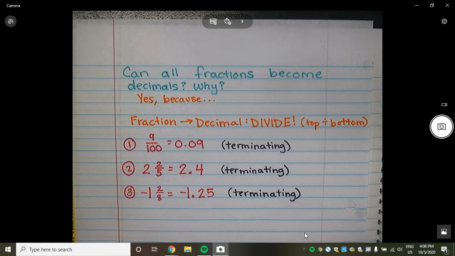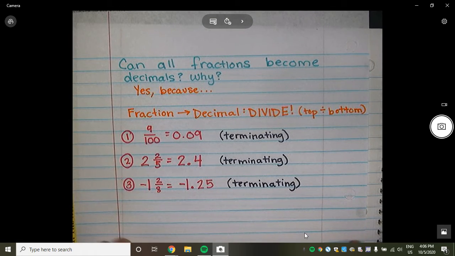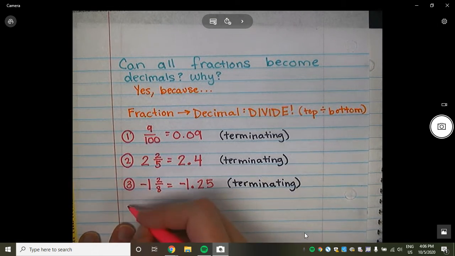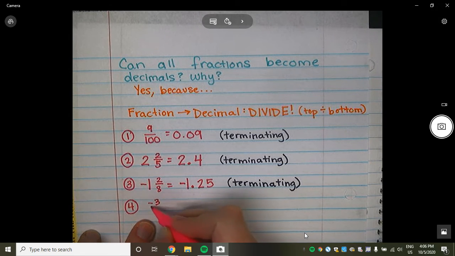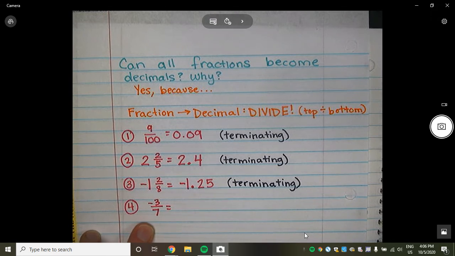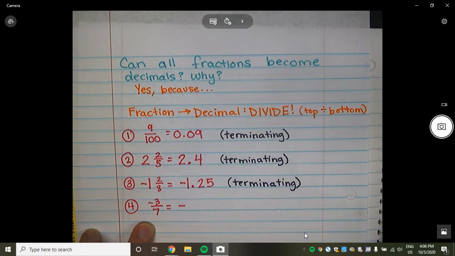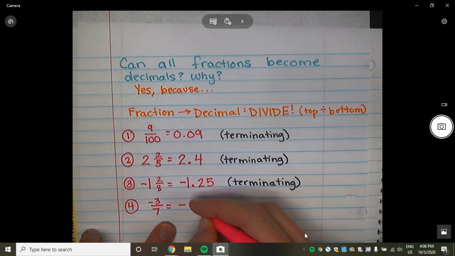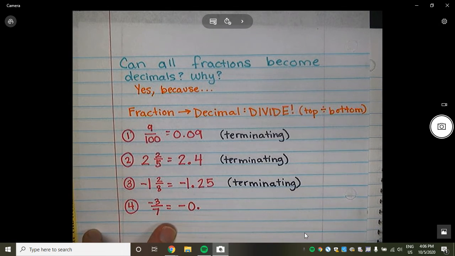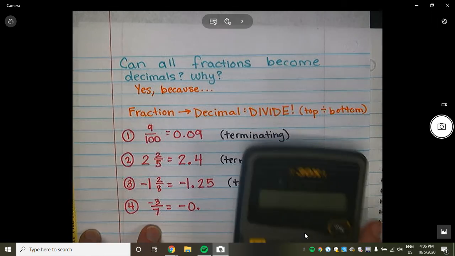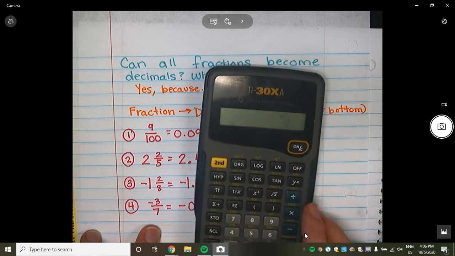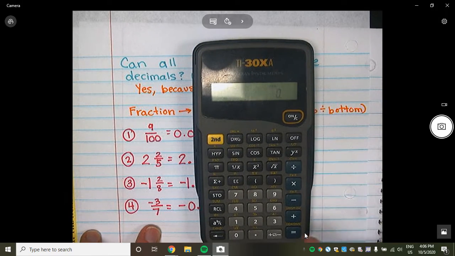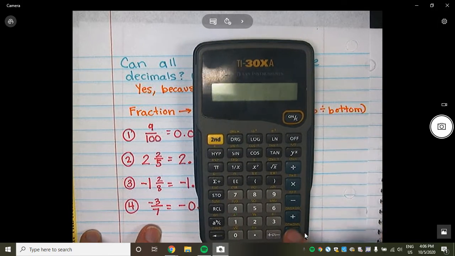So now we're going to look at some that have a repeating decimal. So number 4 is -3/7. What does that equal? Well, we know it's going to be negative, and we know that it does not have any whole number, so we're going to have 0 point something. 0 and. So if I take, and I can ignore the negative for now because we've already taken care of it, all I'm going to plug in my calculator is 3 divided by 7.